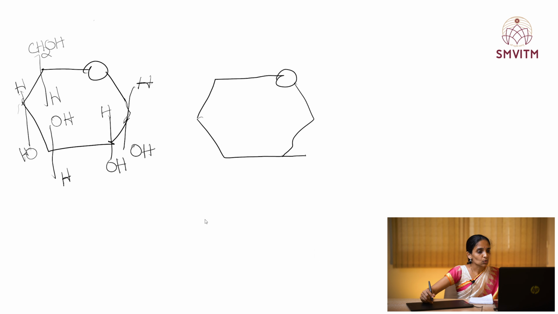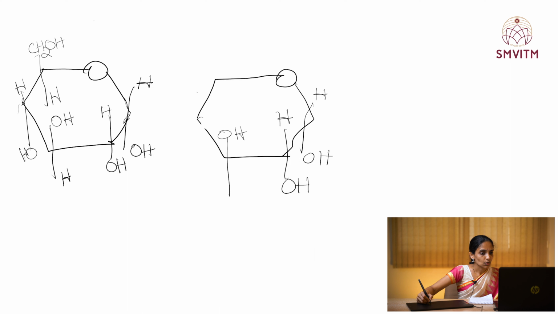So, a similar glucose unit must be written bearing the groups at the same positions. So, here there is HOH, HOH again, 3rd carbon is OHH, 4th being HOH and the 5th is CH2OH and H.